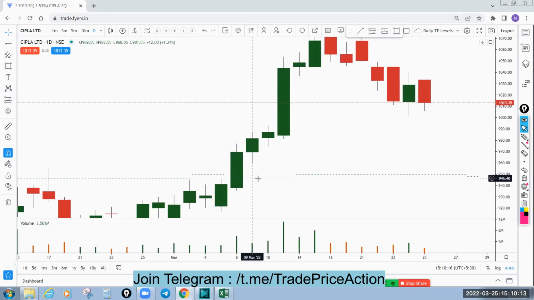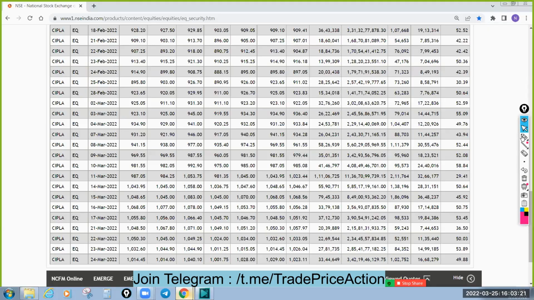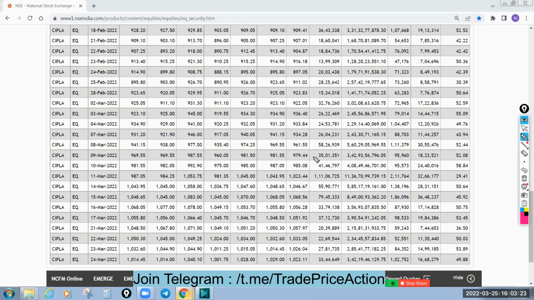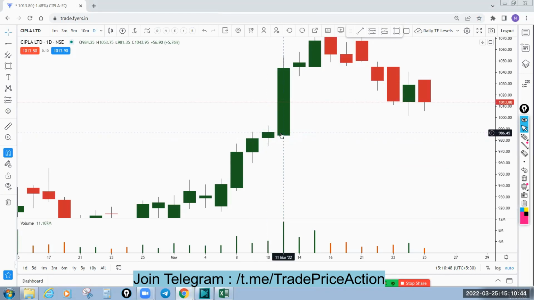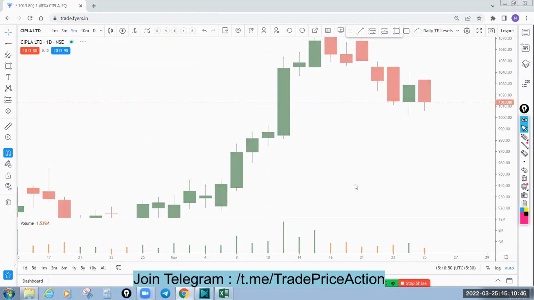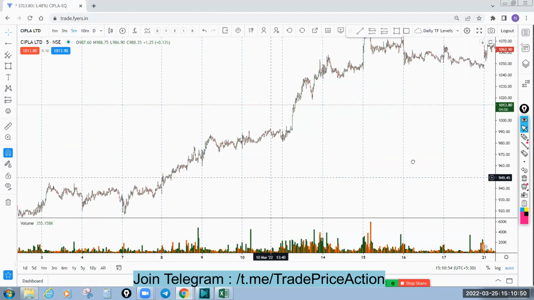Let us check this day also, 9th March and 10th March. Here also volume has broken out and delivery volume has also broken out. 9th and 10th. So we'll see the 10th March important candle and the reaction of 11th March.